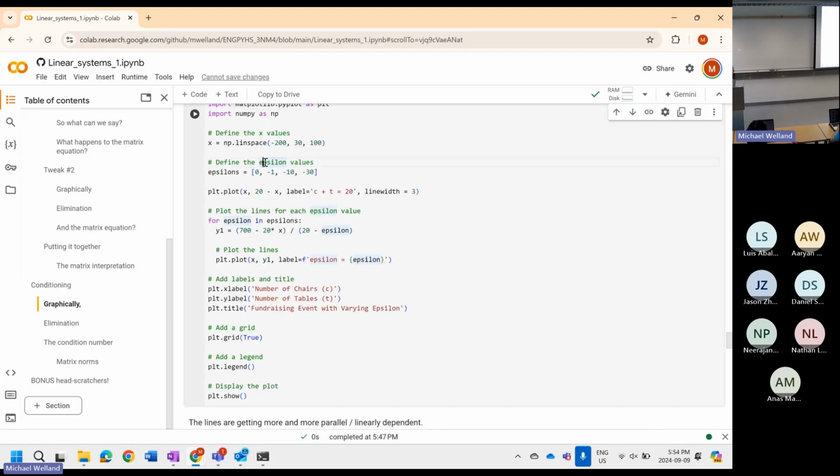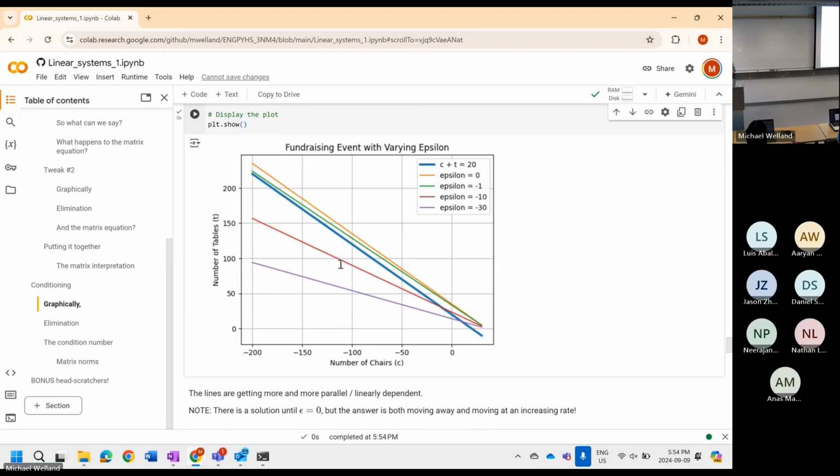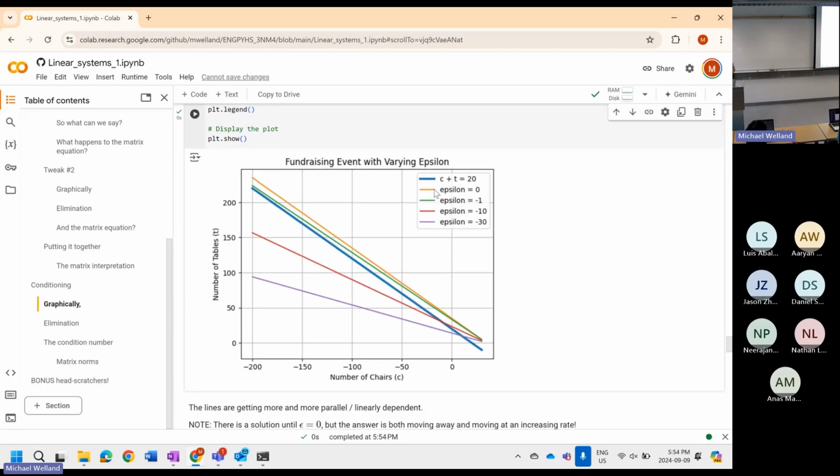Let's look at plots for different values of epsilon: minus 30, minus 10, minus 1, and 0. Sure enough, C plus T, our original blue line, is here. For epsilon minus 30, the purple line, there is 1 point of intersection. For epsilon minus 10, how many points of intersection? 1, right? For epsilon minus 1? No, 1. It's just off screen.